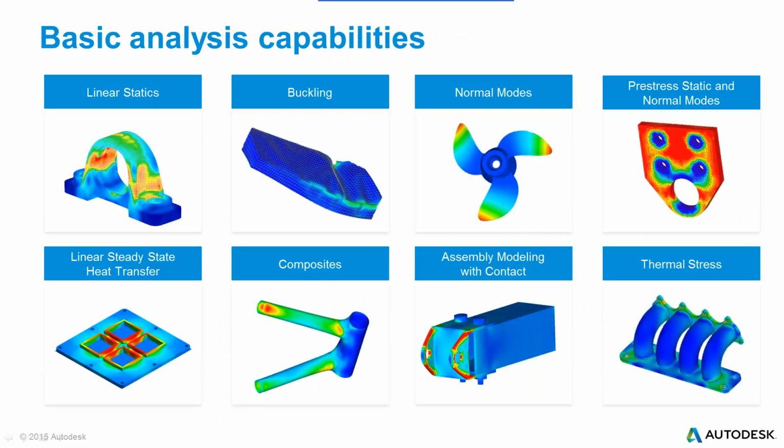So again, some of the basic analysis functions that we have. Well, we've got linear static analysis. Obviously that's probably the most common type of analysis that most people use, where we're going to determine stress, strain, and deformation by applying some static loads and constraints. We can go into linear stress, thermal stress and deflections.